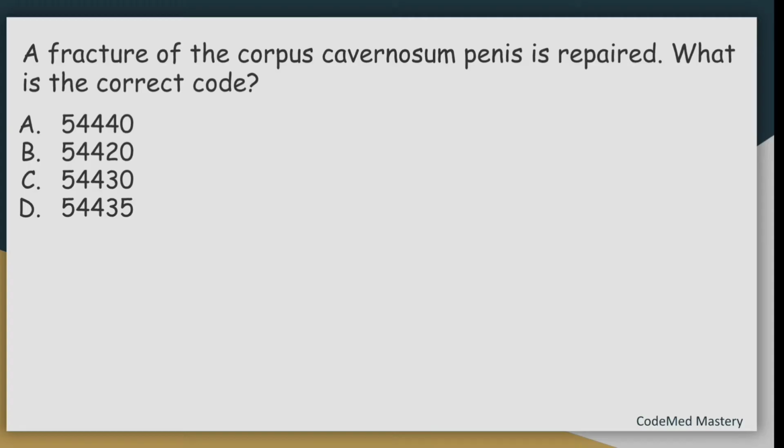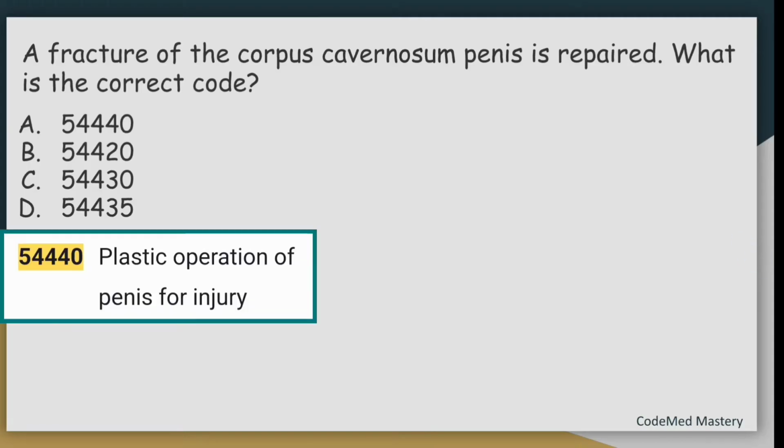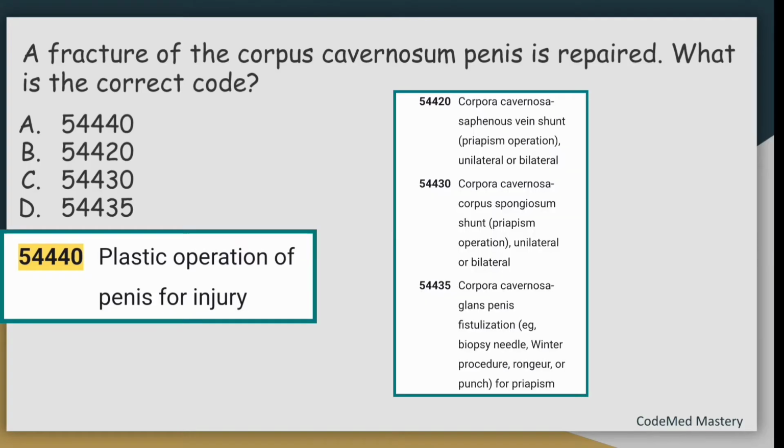Check option A, 54440. 54440 is for plastic operation of penis for injury. 54420 is for corpora cavernosa, saphenous vein shunt, priapism operation, unilateral or bilateral. 54430 is for corpora cavernosa corpus spongiosum shunt. And 54435 is for corpora cavernosa glans penis fistulization. So which among these is the right code?